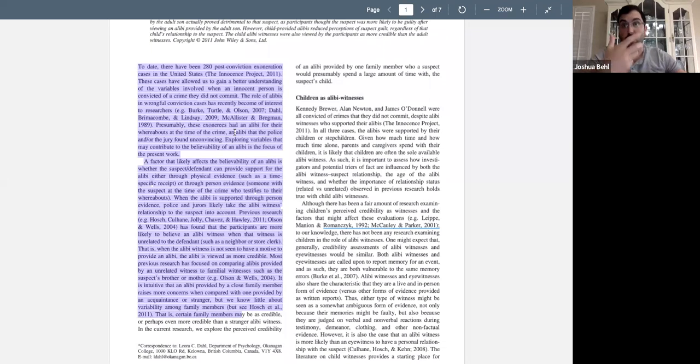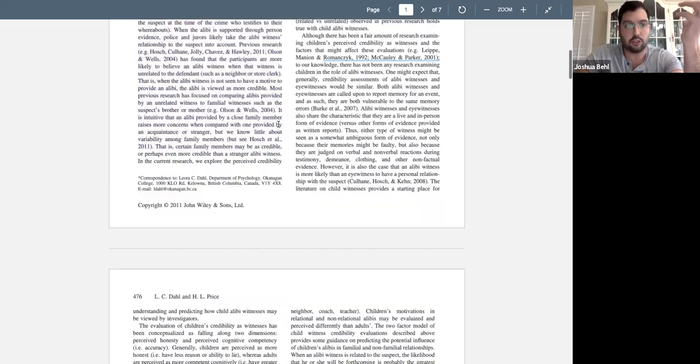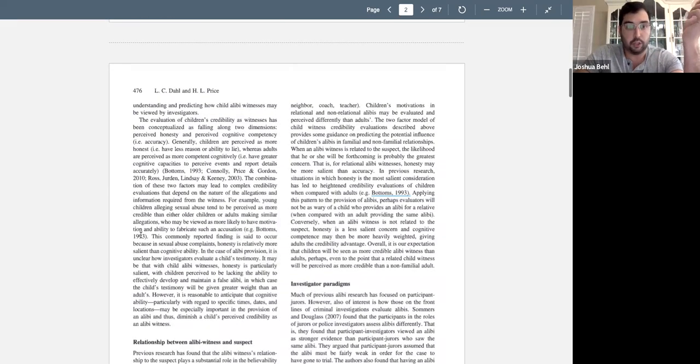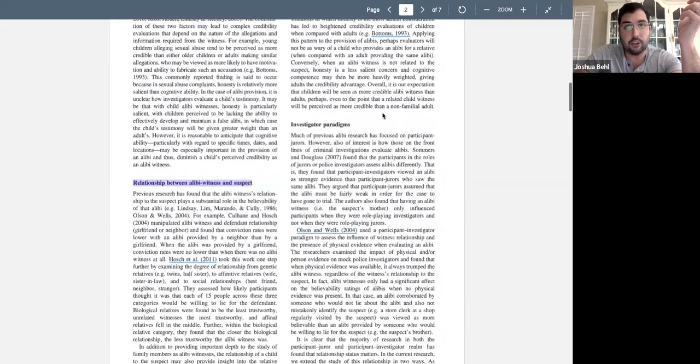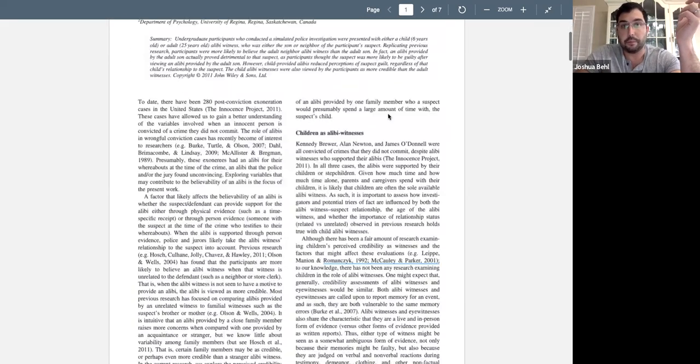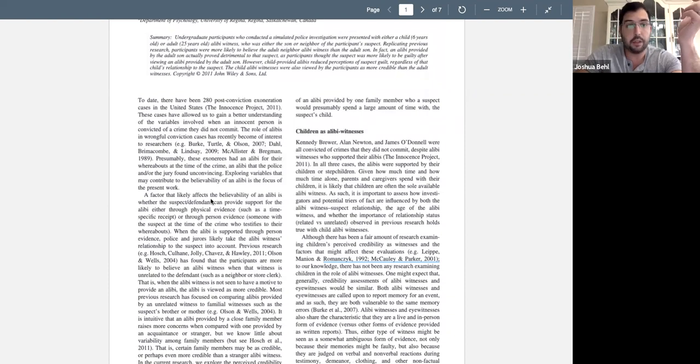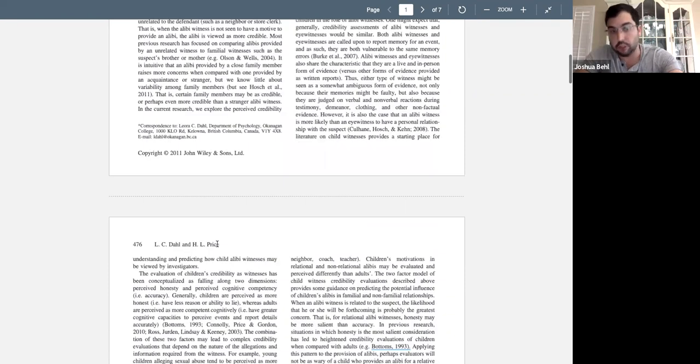Now, she's introduced a bunch of things here though, right? We need to talk about how children are viewed as witnesses, right? We have this idea of children as alibi witnesses. What are the kinds of ideas about children as alibi witnesses? We also have the relationship between the alibi witness and the suspect, right? And so going back to even the title, witness, age, and relationship. Age, children, right? And then the relationship between the alibi witness and the suspect, right?